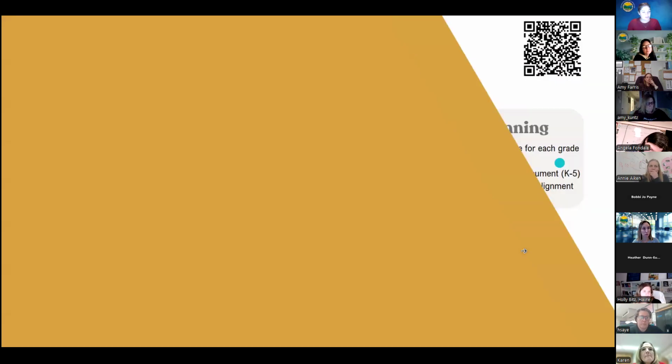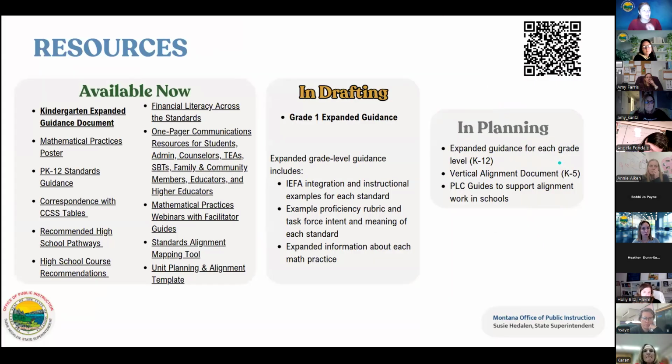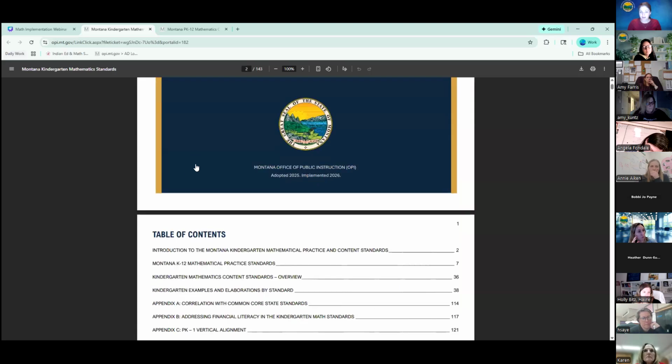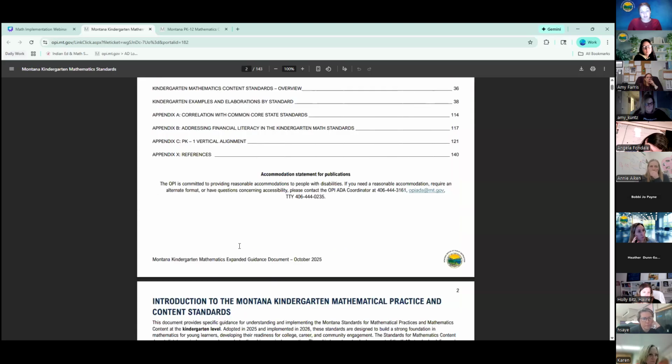There's also some resources available if you want them. These are all linked in the participant form. They're also linked and available on the standards revision website. So you can access all of these. If you haven't heard yet, the kindergarten expanded document is available and we're almost done with grade 1. It's going through its final review process. One of the really cool things that I'm excited to offer that we've never had before are these elaborations.